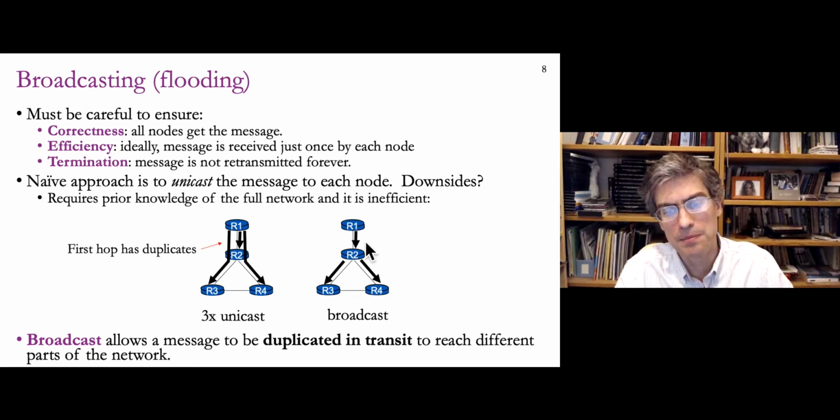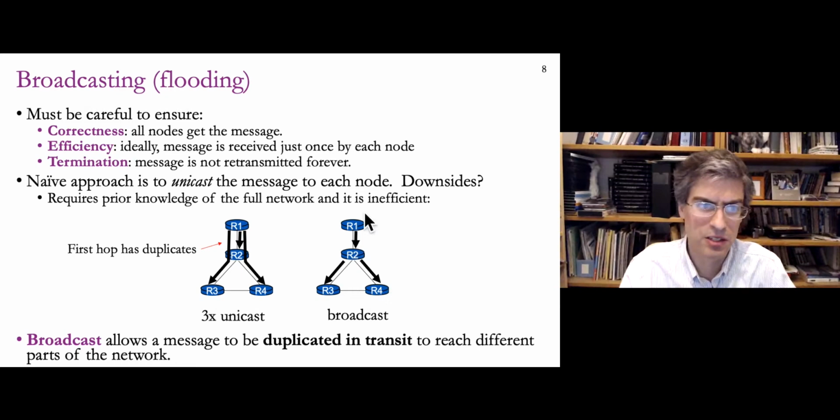Like in the core of the network, in the sort of backbone, if we have duplication, we're sending more traffic than we need to. Okay. But in implementing one of these broadcasts, we need to make sure to get it right. It's not trivial to do this, okay?